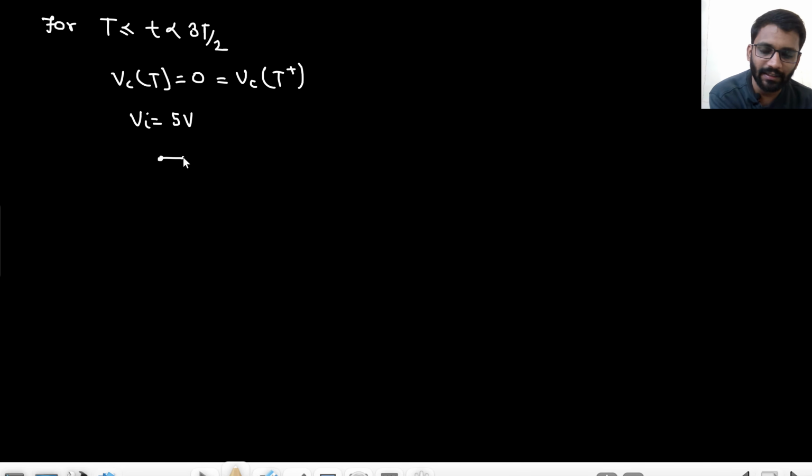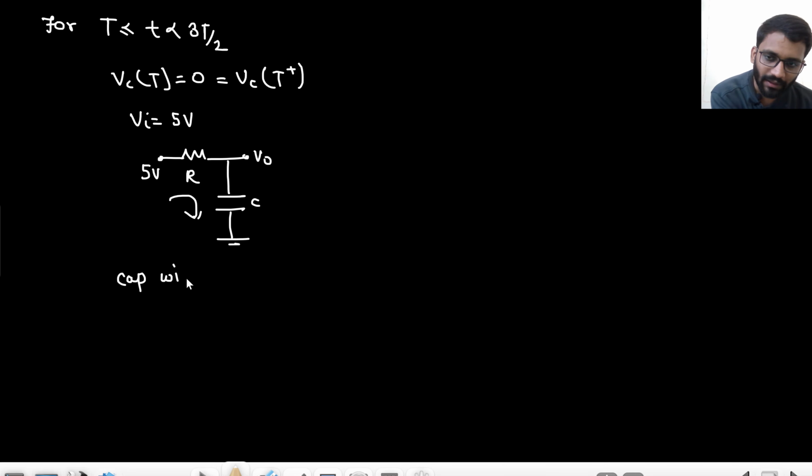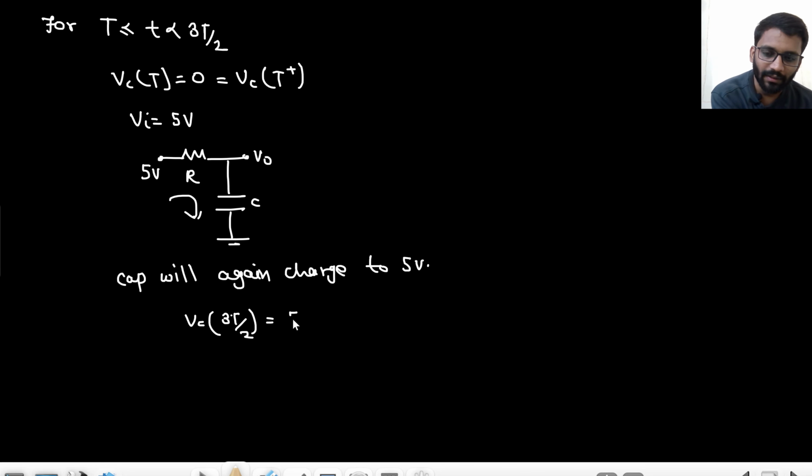So again this RC circuit is there, with capacitor having 0 voltage, and here we have 5 volt. Now what will happen? The capacitor will again charge to 5 volt. So what will be the value of Vc at 3t by 2? It will be charged to 5 volt, right?